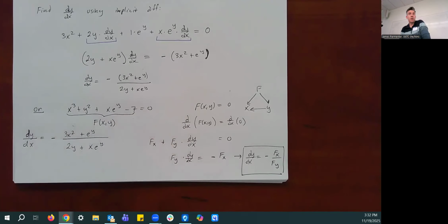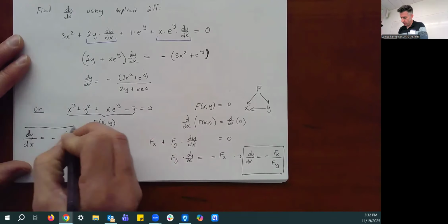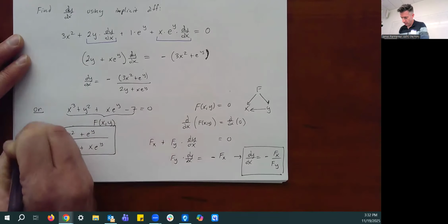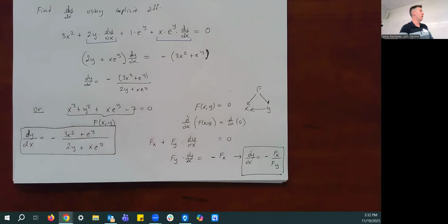It's kind of neat. So, in my opinion, and most people agree, this is a faster, easier way of finding an implicit derivative if you're asked to do so. And what's even better about it is it really works for any combination of variables. You'll see what I mean in a second.